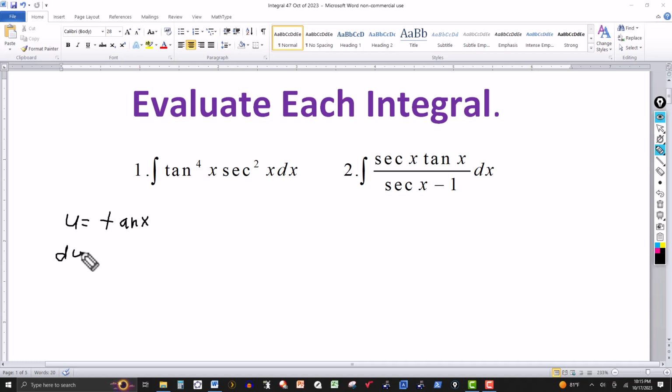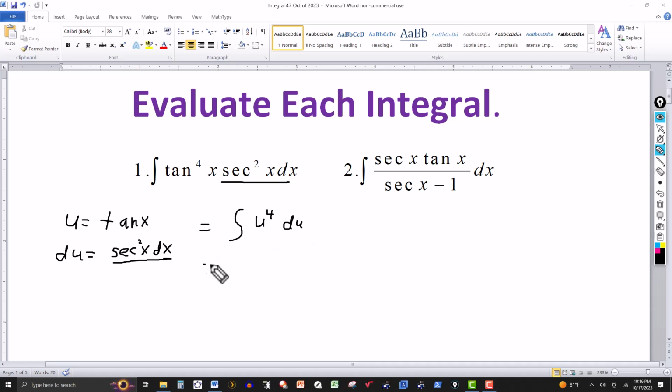So the differential here, du, would equal the derivative of tangent, which is secant squared of x dx. And this should be enough to transform the integral to one involving the variable u. So for the first part of the integrand, tangent to the fourth, u is tangent. We'll say the integral of u to the fourth power, and then secant squared of x dx, right here, that's du.